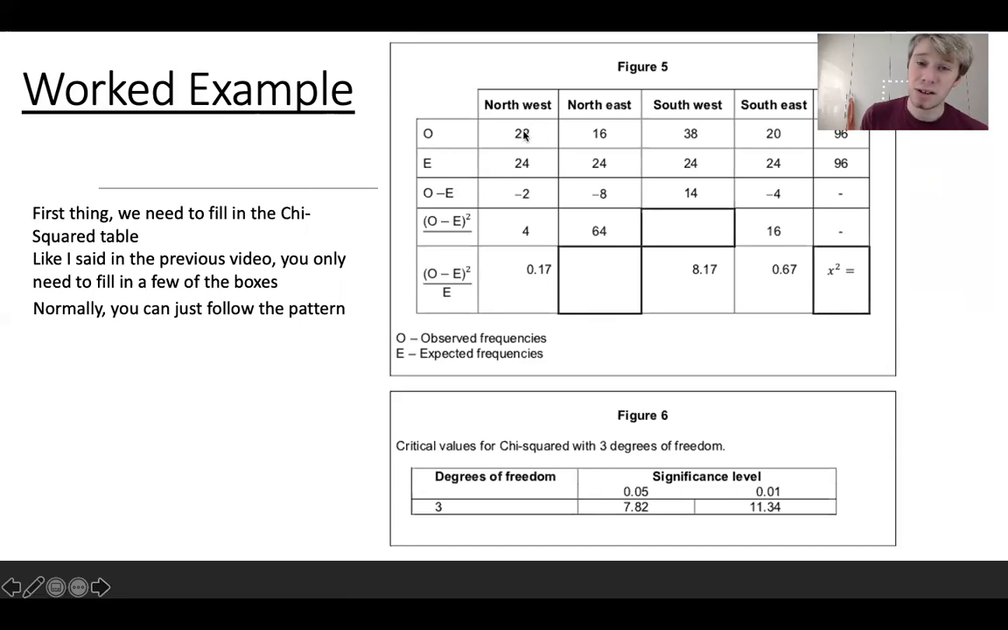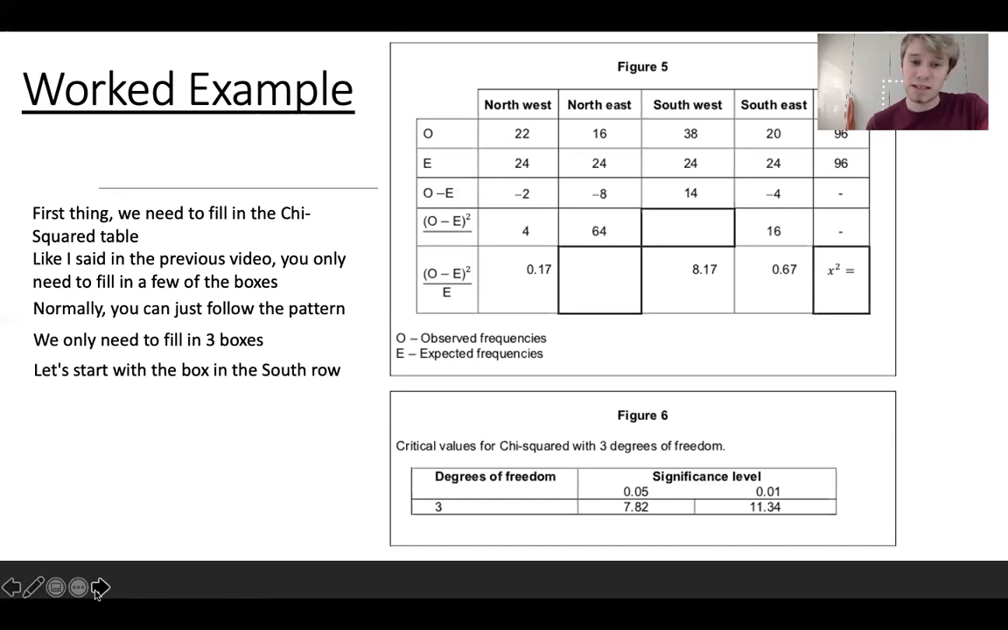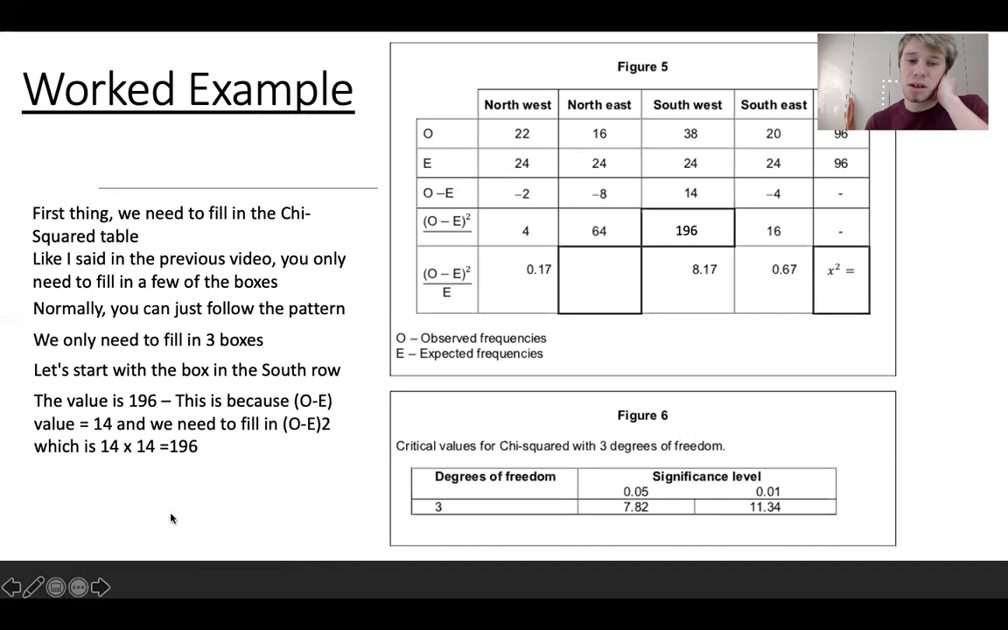So if we're looking here, O equals 22, E equals 24, O minus E equals minus 2. Well, if you follow the same thing, 16 minus 24 equals minus 8. So even if you didn't know and you hadn't seen this before, you forget, just be careful, be calm, work out the pattern. And like I said again, we need to fill in 3 boxes. 3 boxes, 3 marks. Now let's start with the box in the south row. So the number was 196. Why was that? So if we have a look here, it was O minus E squared. So the value we had was 14 for O minus E, and then we just had to square the value because 196 equals 14 times 14, or for more mathematically inclined, 14 squared.